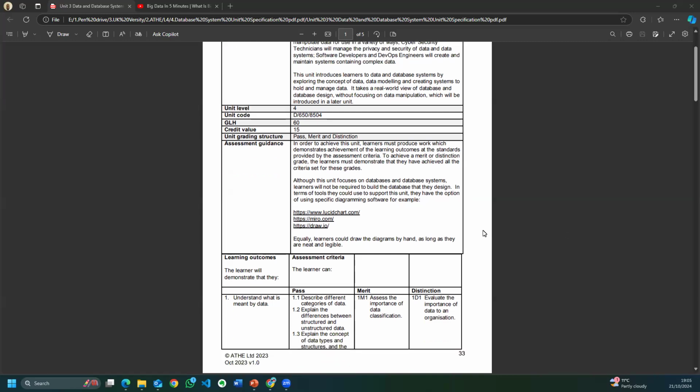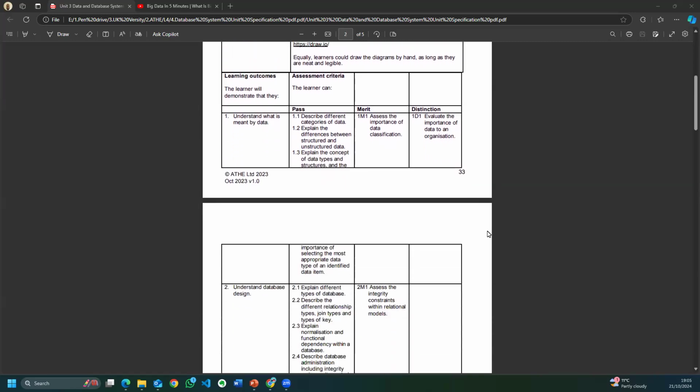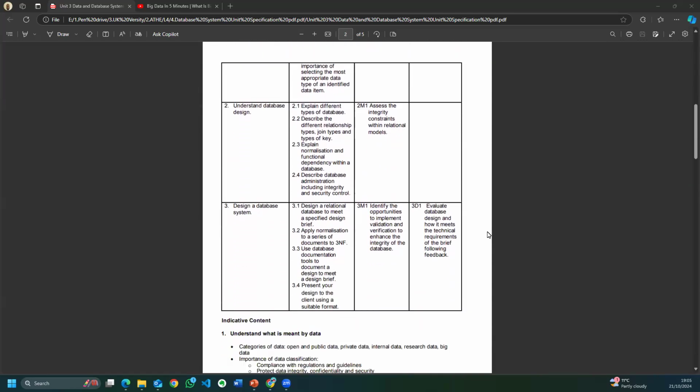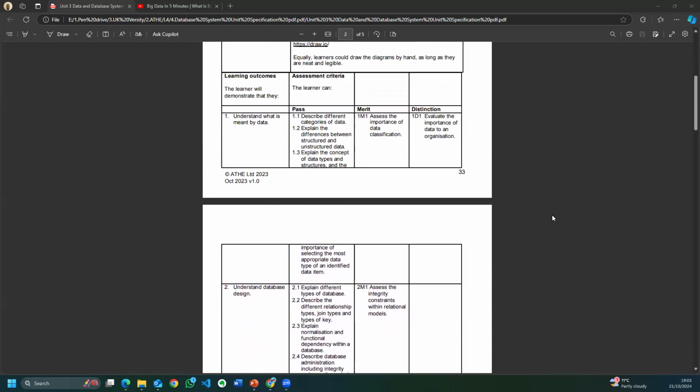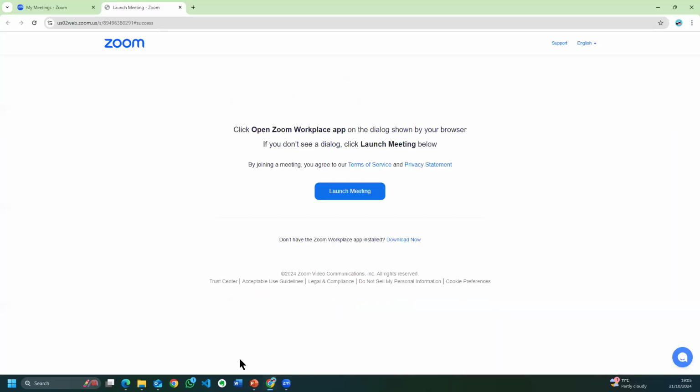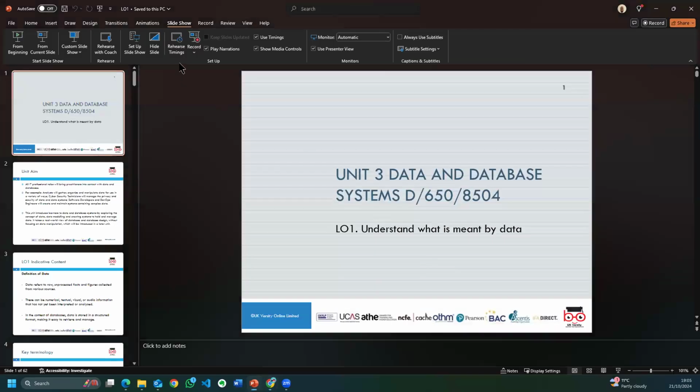So for our unit, we have 3 learning outcomes, which we will cover in 3 sessions. And we'll also have our assignment discussion where we'll go through everything we need to know in order for us to complete our assignment. So today's session, we're going to look at understanding what is meant by data. So I do have a presentation here.